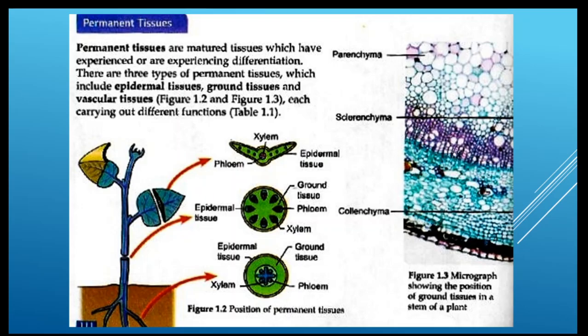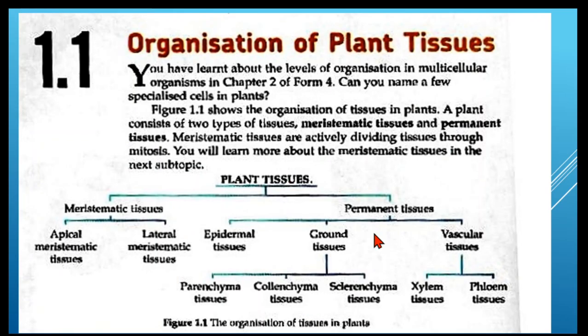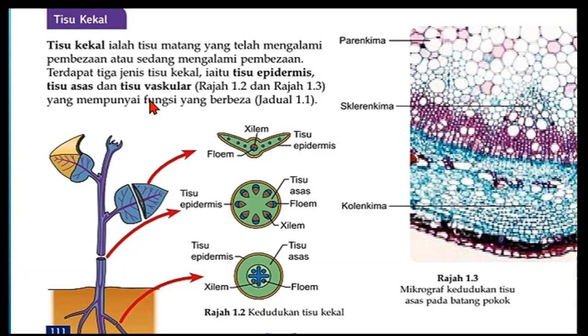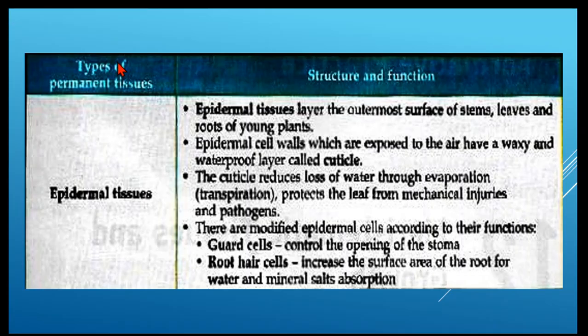So we go one by one. The permanent tissue first. Permanent tissue consists of epidermal, ground, and vascular tissue. Okay. This is the clearer diagram, but this one is Malay version lah. Okay, Malay version. Okay, so we go to types of permanent tissue. Types of permanent tissue, we have the first type is epidermal tissue.